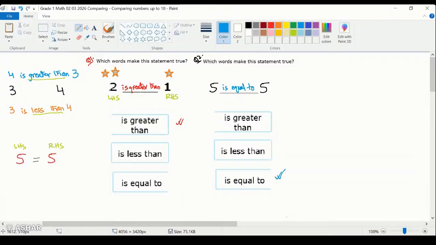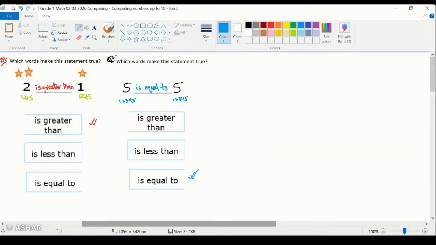Because if we have 5 numbers over here, 1, 2, 3, 4, and 5, then we have 1, 2, 3, 4, and 5 numbers on this side. In this case, we are comparing the statements. A statement means a sentence is given to us and we need to see which one is greater or which one is lesser. Perfect. Thank you. Let's try another.